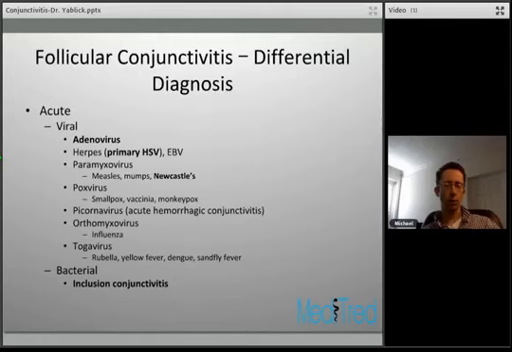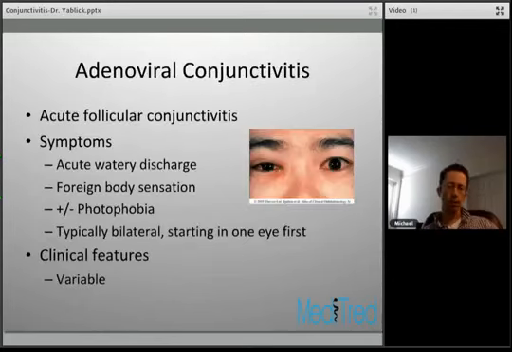So we'll talk about acute follicular conjunctivitis. This is a condition where you typically have acute watery discharge, and we're talking about adenoviral conjunctivitis. They have an acute watery discharge, foreign body sensation, they can have photophobia. Typically it's bilateral, although it may start in one eye a few days prior to affecting the other eye. And this is thought to be from self-inoculation from one eye to the other.